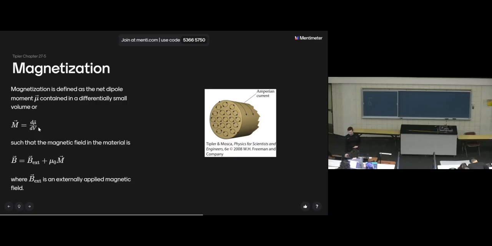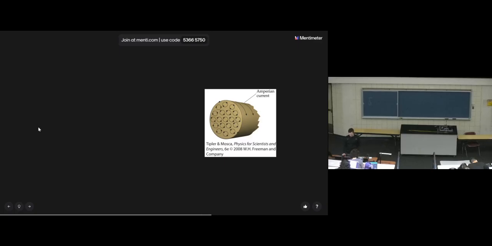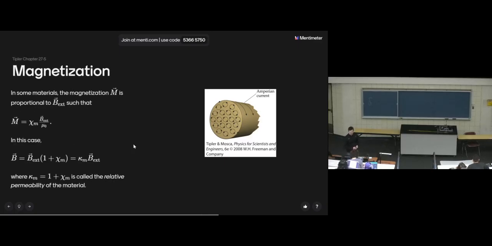And what we get is just like we had for polarization, a lot of materials in many regimes behave linearly with the external magnetic field. So as the external magnetic field increases, you expect the magnetization of the material to increase linearly with that increase of the external field. And so we get again that the magnetic field inside of the material is going to be equal to the magnetic field outside of the material times 1 plus chi sub m.